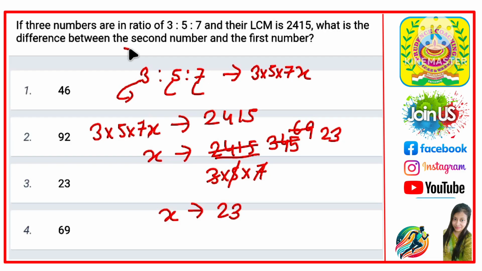Here you are asked to find out the difference of the second and the first number. So if we find out the difference of the second and the first number, that is 5x minus 3x, we will get 2x. That means you need to find out the value of 2x. So x is 23, so 2x will be 2 into 23, that is option number 1 will be your correct answer.